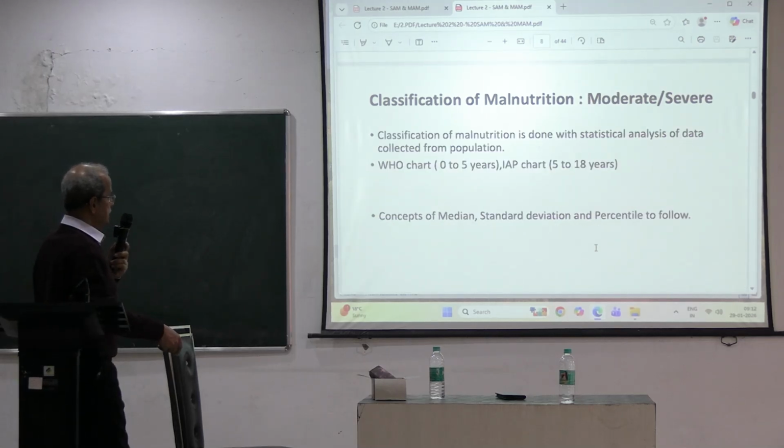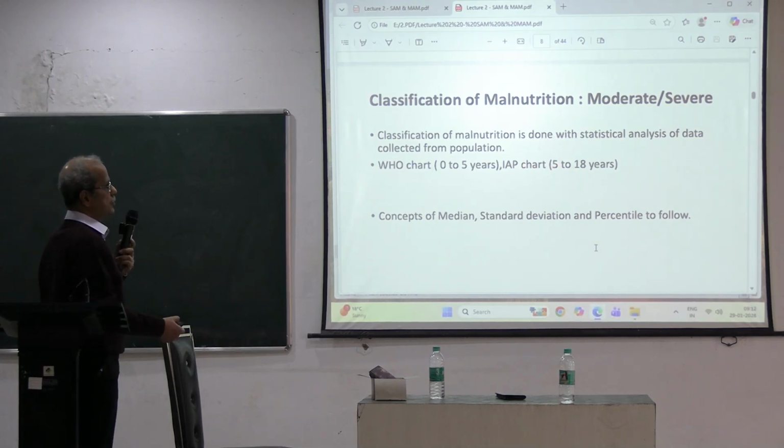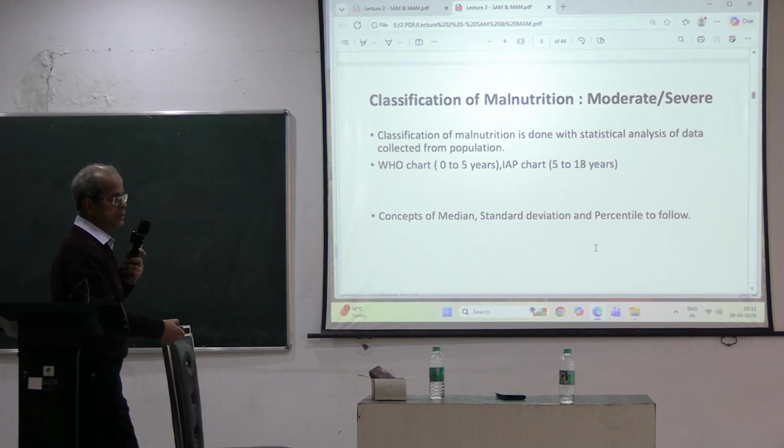Now another categorization, moderate or severe. Now the classification is done on statistical analysis of data, that is made by WHO. WHO chart is there for 0 to 5 years of age, and IAP chart is there for 5 to 18 years of age. Now for that, you have to have a little bit of concept about statistics, particularly median, percentile, and standard deviation. Now what are they?